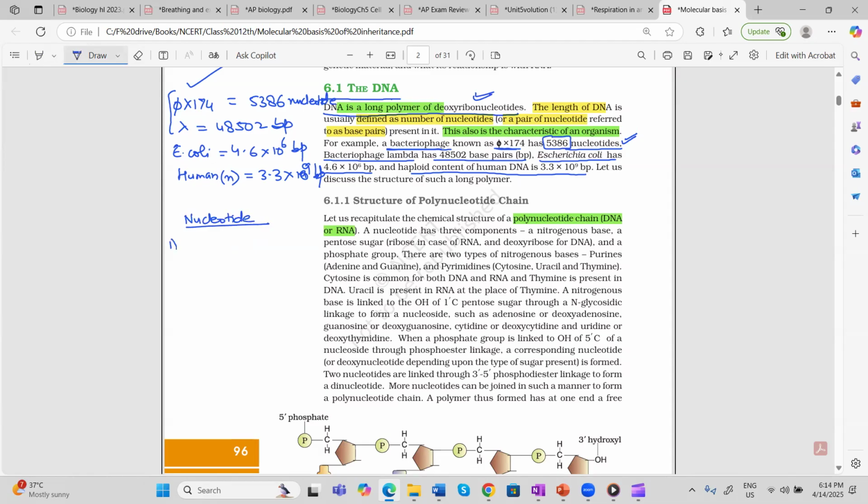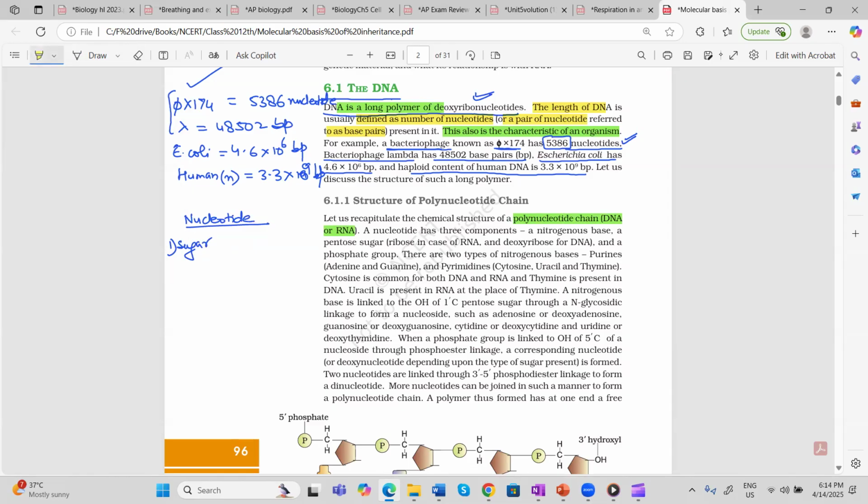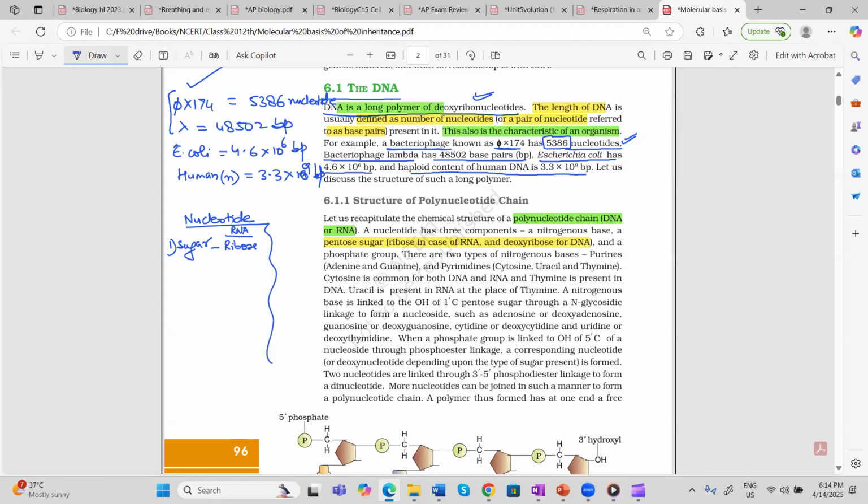First is sugar. Which sugar? Pentose sugar. The first component is pentose sugar. Which sugar in RNA? Ribose. And in DNA? Deoxyribose. So sugar is clear. RNA will have which sugar? Ribose. Try to write along with me. It will be helpful for you. And for DNA, which sugar? Deoxyribose.